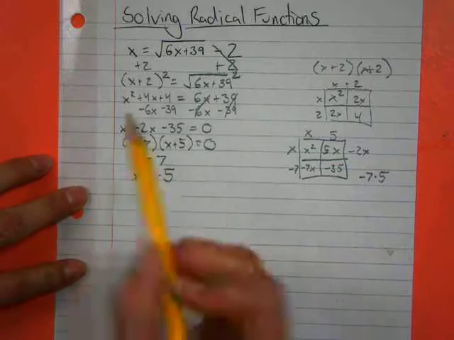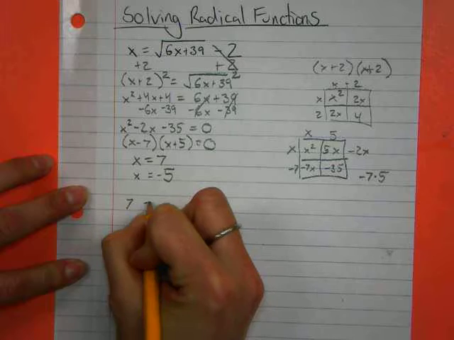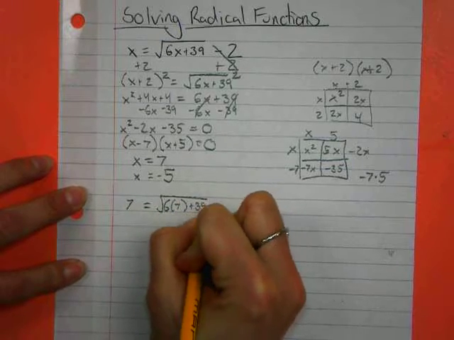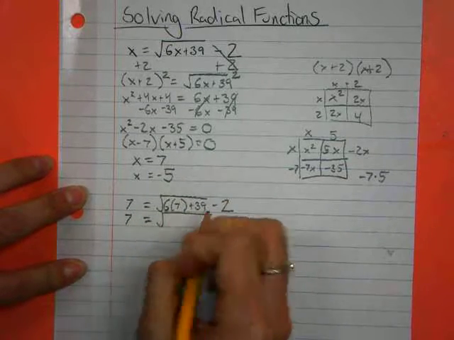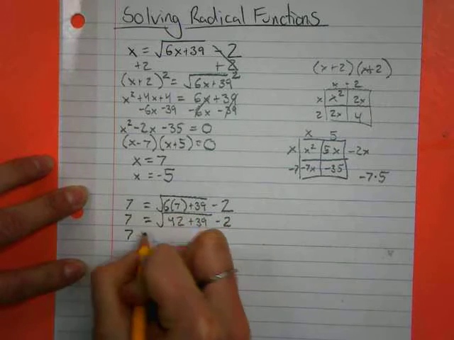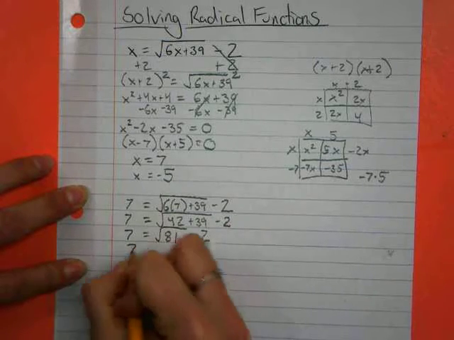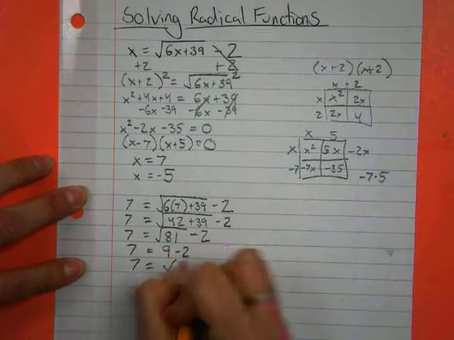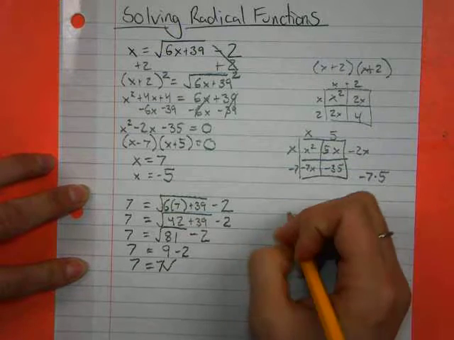So if I plug in 7, on the left I'm going to have 7, on the right I'm going to have equals the square root of 6 times 7 plus 39 minus 2. 7 would equal the square root of 42 plus 39 minus 2, or the square root of 81 minus 2, or the square root of 81 is 9 minus 2, so 7 equals 7. That one looks good to go. So I'm going to keep 7. Let's try the next one.